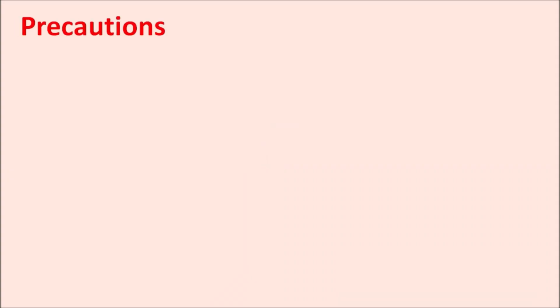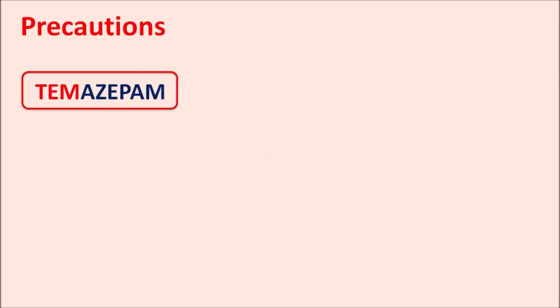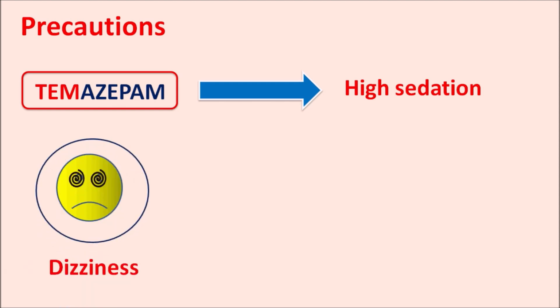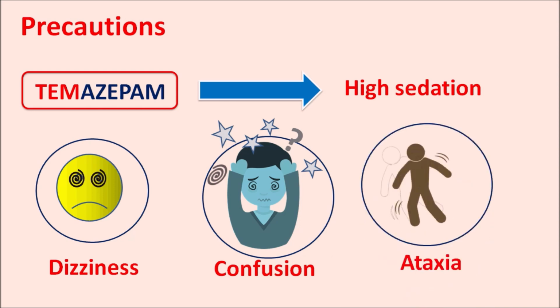What are the precautions? One of the important precautions of Temazepam is that this drug can produce high sedation in patients. Being a benzodiazepine, this drug can produce sedation, but at a high dose it can produce high sedation, resulting in symptoms such as dizziness, confusion, and ataxia, loss of balance, which results in a falling sensation. All these symptoms can be observed because of Temazepam, which produces high sedation in patients at a high dose of the drug.